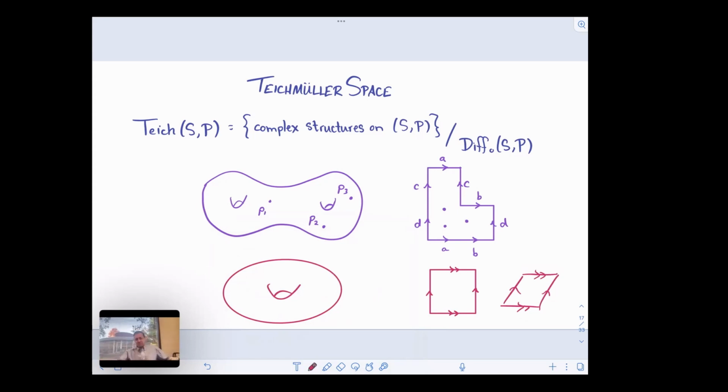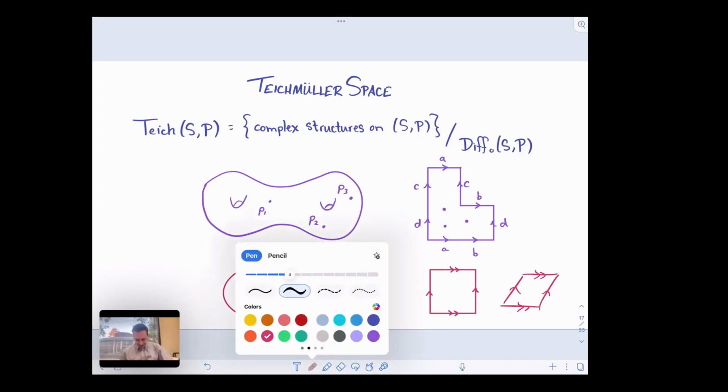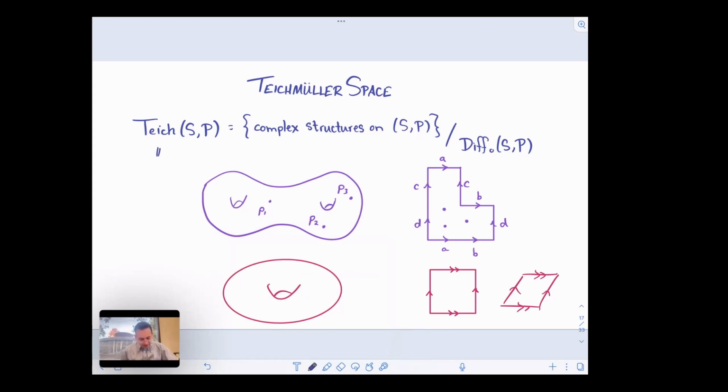So that's a space. The topology is just the natural thing, meaning if I start shearing and changing this complex structure continuously by shearing these polygons, I'm moving around in the space. And I don't know if I wrote this on a slide, so I'll write it here. It turns out this is homeomorphic to R^n for some n. Any questions on my definition of Teichmüller space? Any other questions?